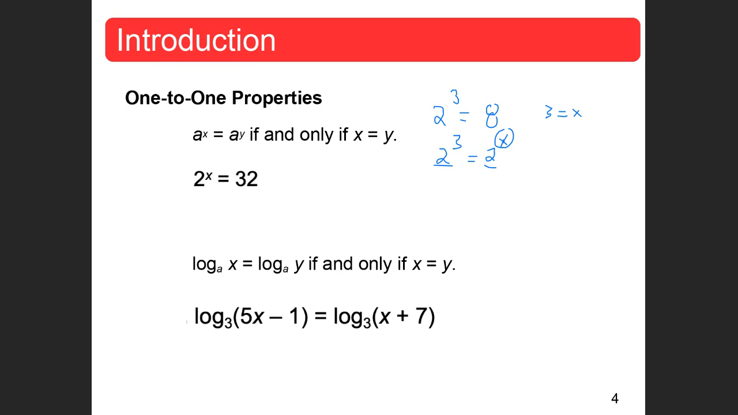If you have a log, and I suppose this is a one-to-one property, so this is one way to solve a log that I never even thought about. If the logs have the same base, you could just cross those off. Boom. You would just end up with 5x minus 1 is equal to x plus 7. But it only works if you have one log on one side and one log on the other side. If you had something else on here, if you had plus 5, this does not work. It is when you only have the log on one side and the log on the other side, with the same base, that you can cross off the logs. That's the one-to-one property. So that's one way of solving exponents and logarithms.